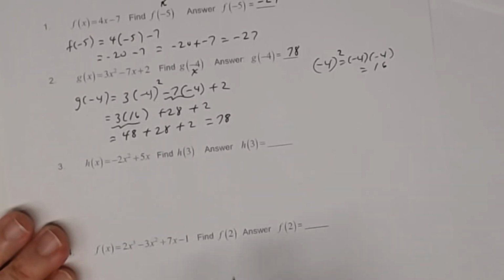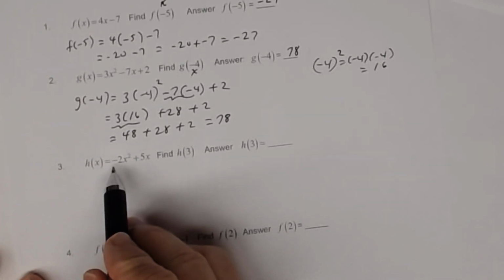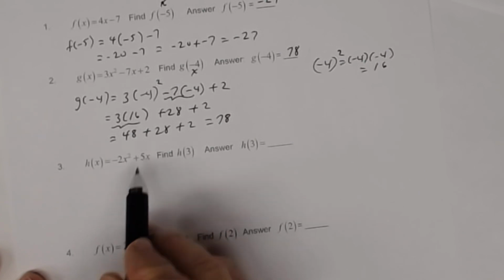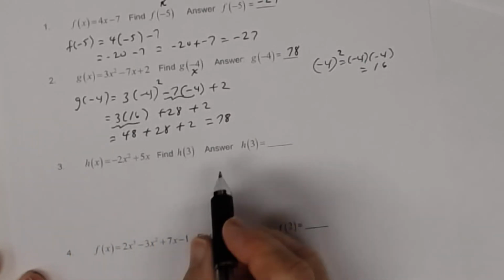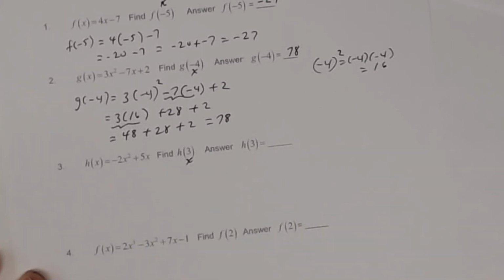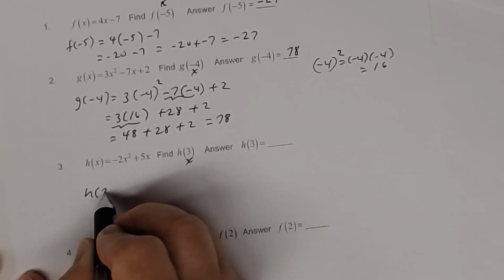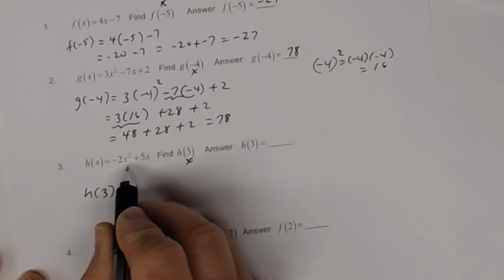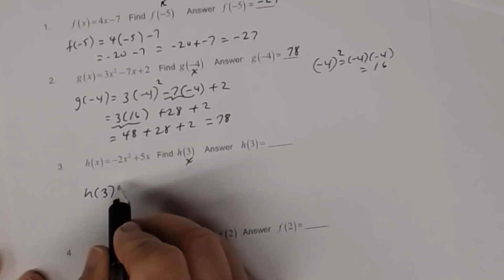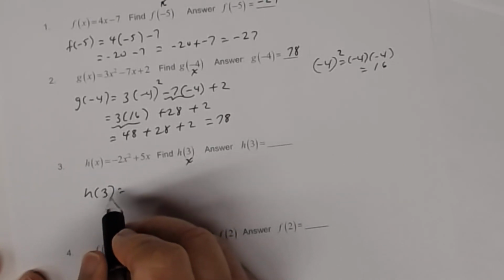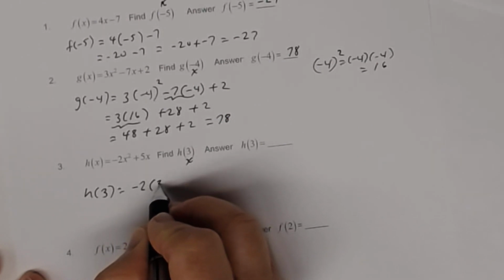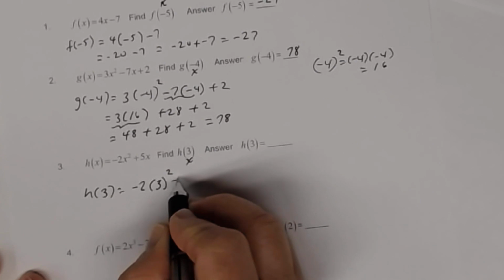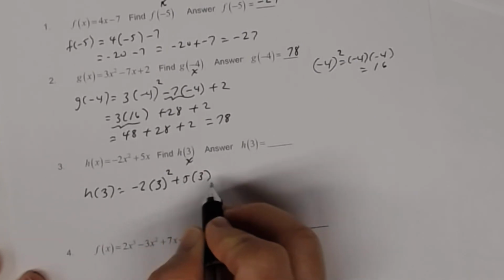Number 3, you're given this function h of x. So h of x is negative 2x squared plus 5x. And you want to evaluate this function when x is 3. Okay? So we're going to find h of 3. So h of 3 means that when I evaluate that function at 3, where we see the variable x, I'm going to substitute 3. So I get negative 2 times x, I'm going to put that in parentheses, squared, plus 5 times, in parentheses, 3.